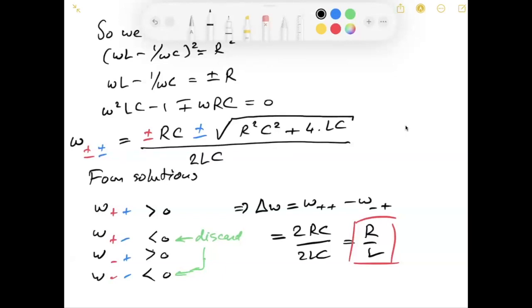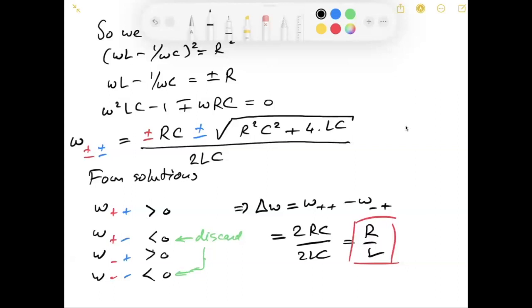But if we subtract that square root from the RC, that's going to be a number smaller than 0. That's not physically realistic, so we're going to ignore that one. We keep only the one where we subtract the red from the blue, because the square root is bigger than the other one. If we want to know the difference between these two, the term with the square root just cancels out because we subtract it out, and we get just 2RC over 2LC. And the bandwidth is simply R over L.